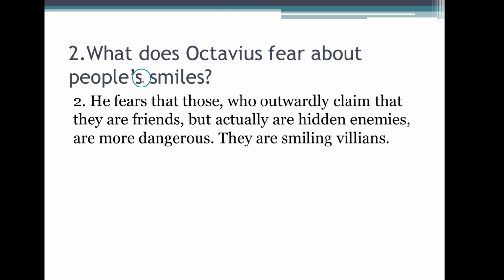What does Octavius fear about the people's smile? He fears that those who outwardly claim that they are friends but actually are hidden enemies are more dangerous. They are smiling villains. So here, fear about. So what you can write? Who outwardly claim that they are friends, from there till villains.